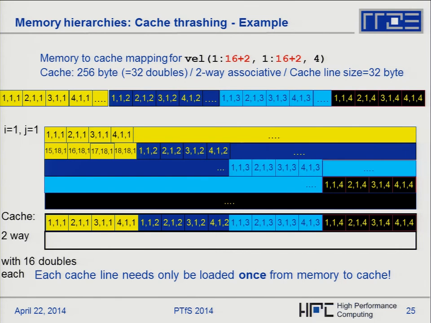And then, of course, in the next iteration, I need 2, 1, 1, 2, 1, 2, 2, 1, 3, 2, 1, 4, and they can go to the second set.